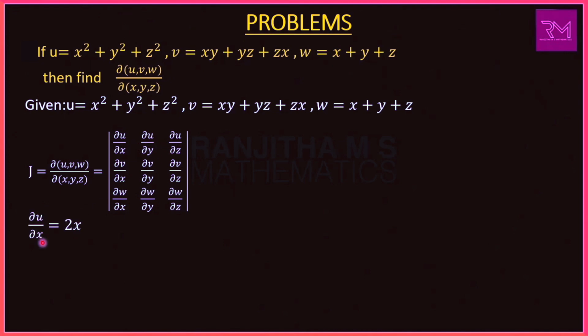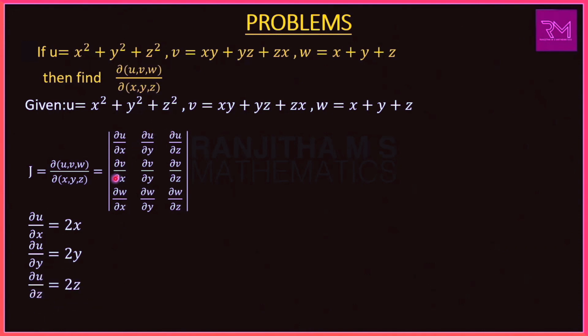Here we get del u by del x value as, we have to differentiate this u with respect to x partially, means we have to treat y and z as constant. So del u by del x value is, differentiation of x square is 2x. Similarly, we get del u by del y value as, we have to treat x and z as constant to find del u by del y. We differentiate this y square with respect to y. Hence, we get 2y. Similarly, del u by del z value is 2z.